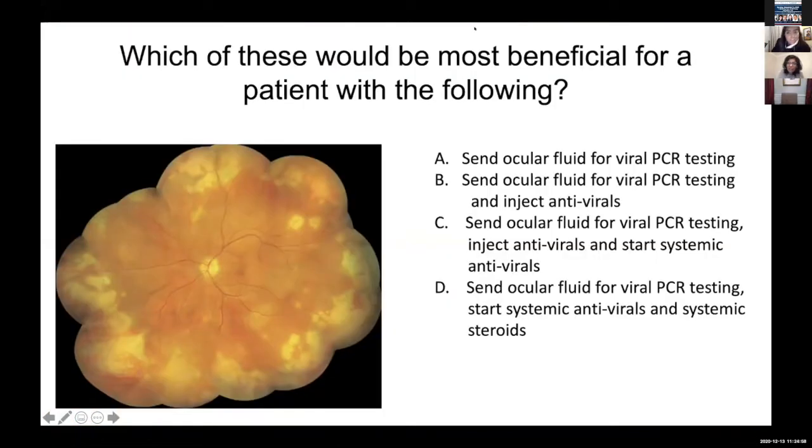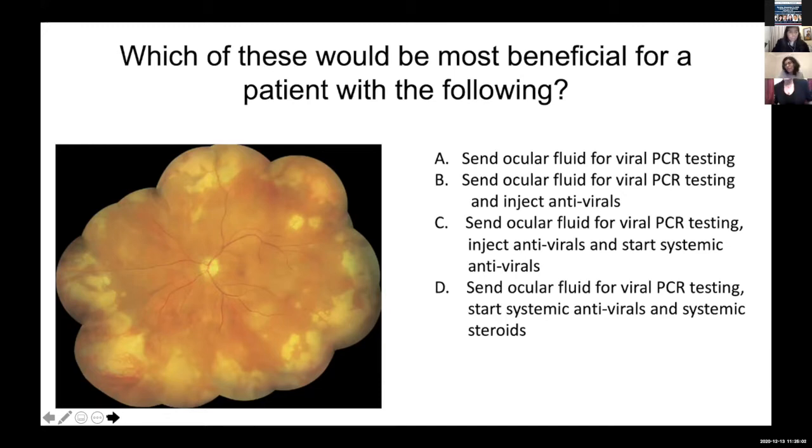So which of these would be most beneficial for a patient with the following? A, send ocular fluid for viral PCR testing. B, send ocular fluid for viral PCR testing and inject antivirals. C, send ocular fluid for viral PCR testing, inject antivirals, and start systemic antivirals. D, send ocular fluid for viral PCR testing, start systemic antivirals, and systemic steroids. In my opinion, it should be D.